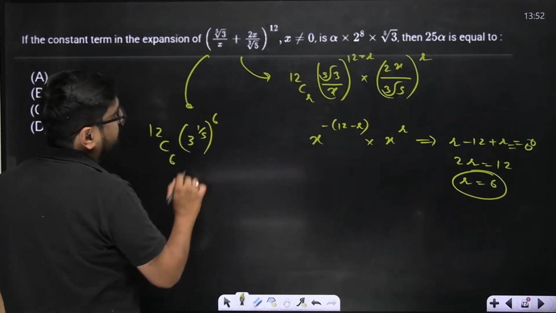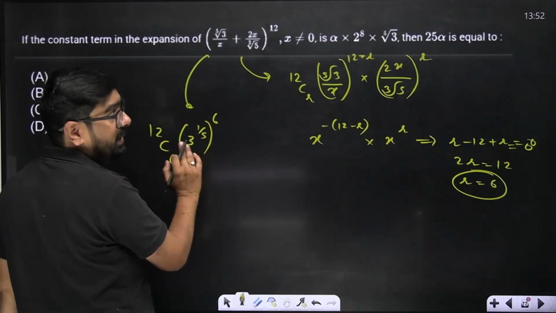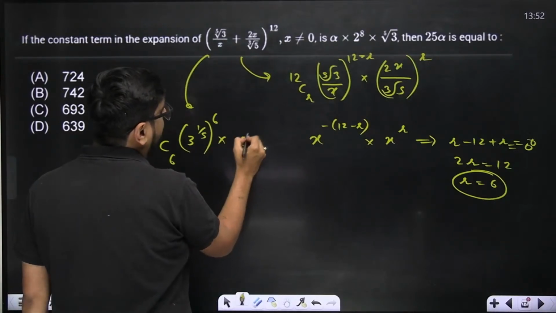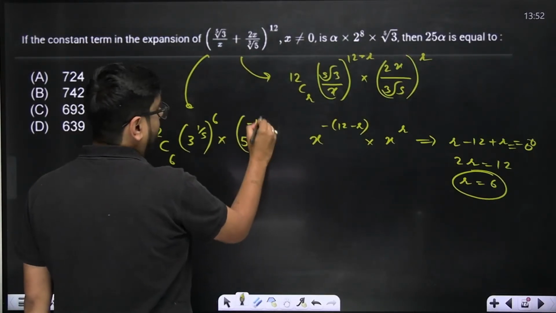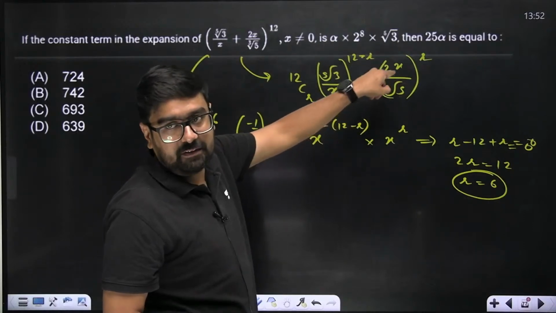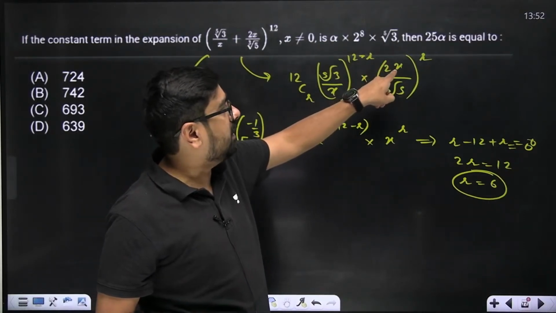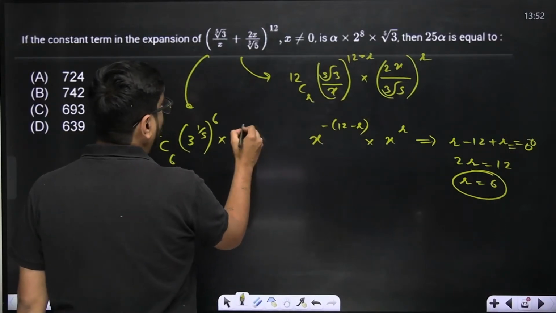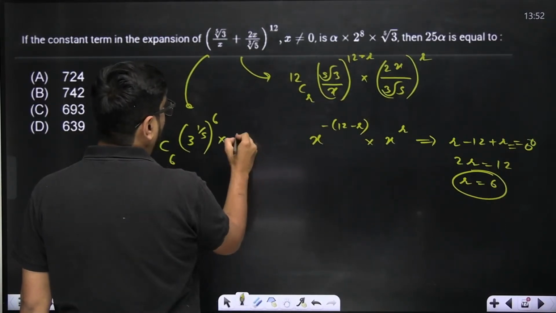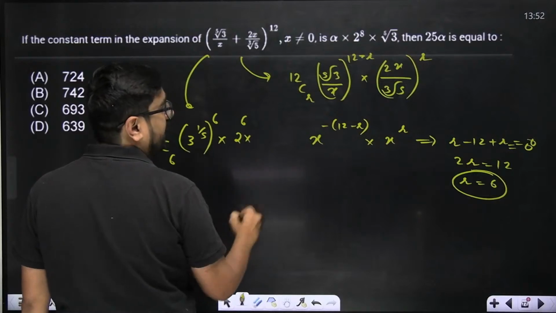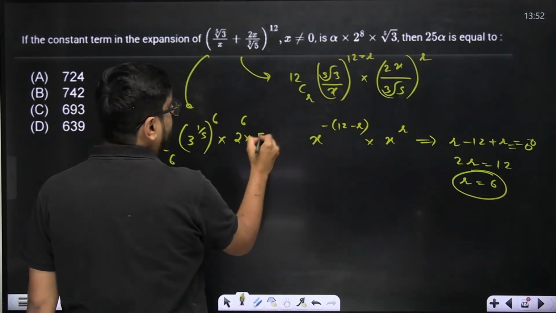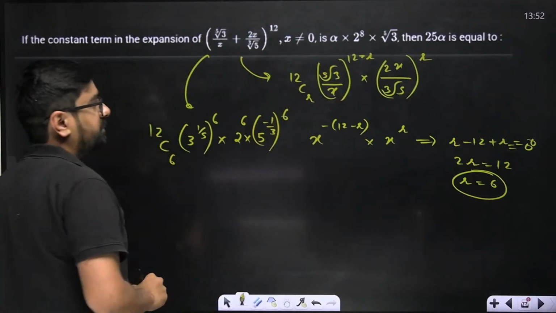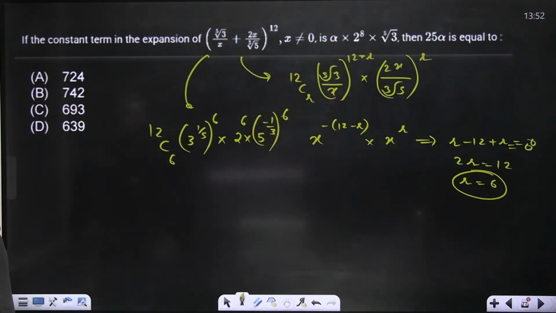Okay, right? This will be the term. x will not be there over here. Multiplied with 5 to the power minus 1 by 3. This is 5 to the power 1 by 3, so 5 to the power minus 1 by 3 to the power of r. Acha, 2 is also there, right? So 2 to the power 6 will also be there, because r is 6, and 5 to the power minus 1 by 3 to the power of 6 will be there.